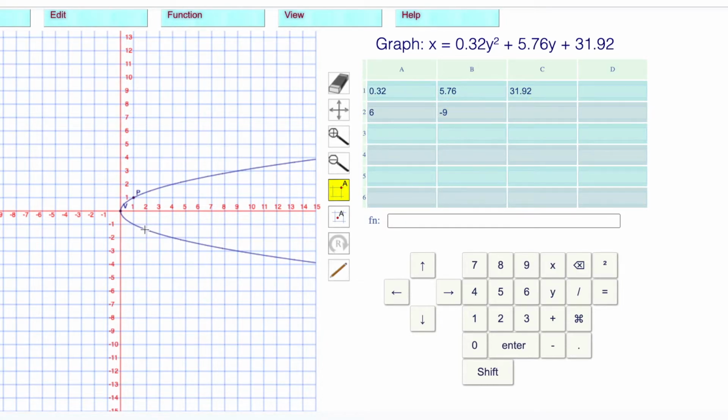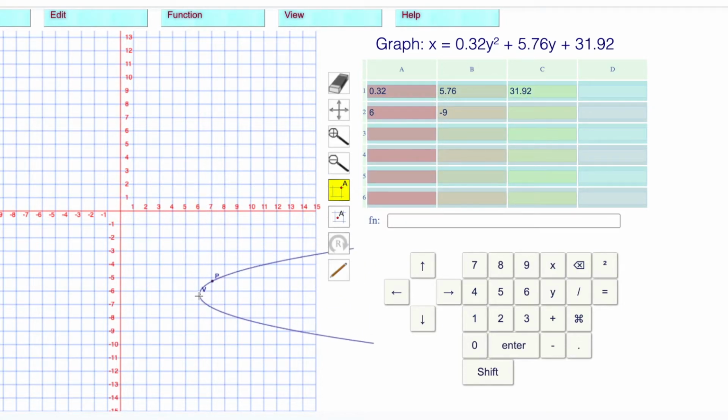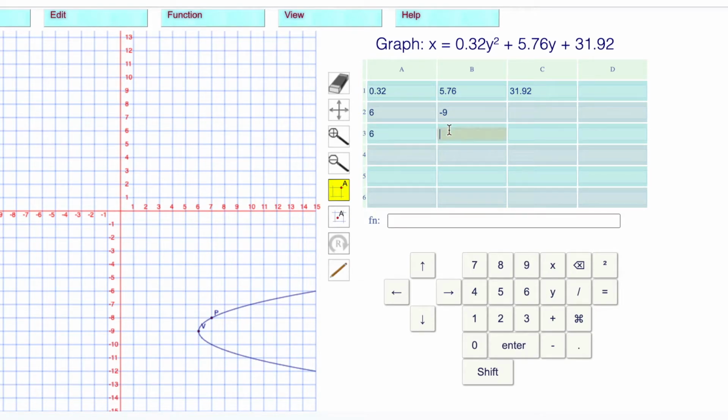So let's grab the parabola and drag the vertex to 6, negative 9. The a is positive, so we know it's opening up to the right. Let's just write the 6 and the negative 9. The x is dependent on the y. We're going to be able to change the y value, and it'll give us a new x.